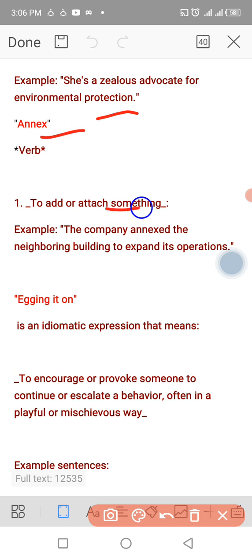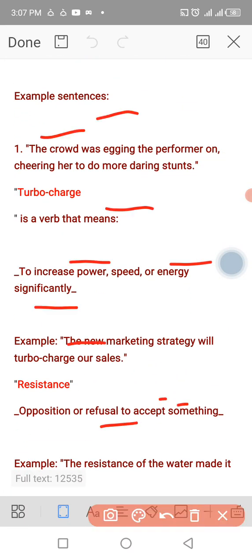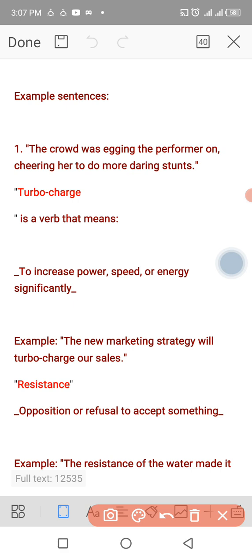Annex is to add or attach something. The company annexed the neighboring building to expand its operations. Egging on is an idiomatic expression meaning to encourage or provoke someone to continue or escalate behavior, often in a playful or mischievous way. For example, the crowd was egging the performer on, cheering her to do more daring stunts.